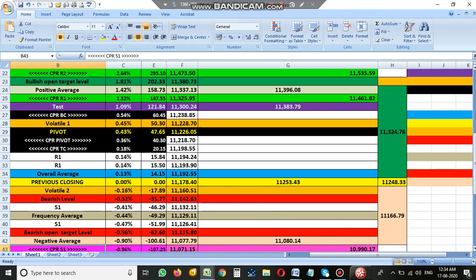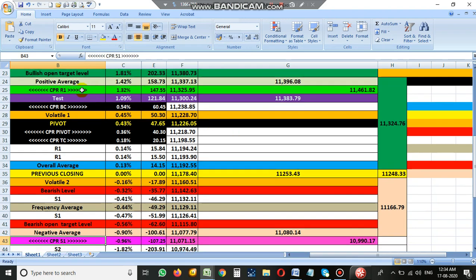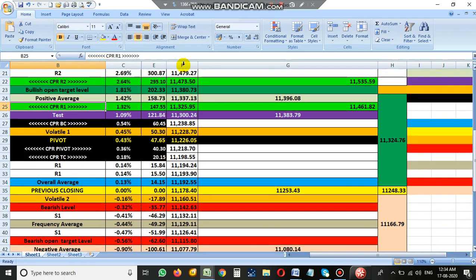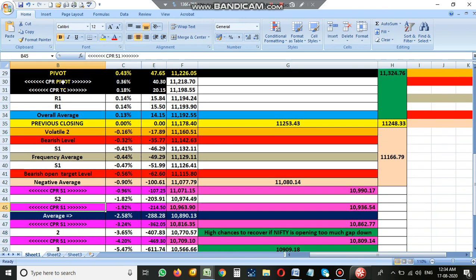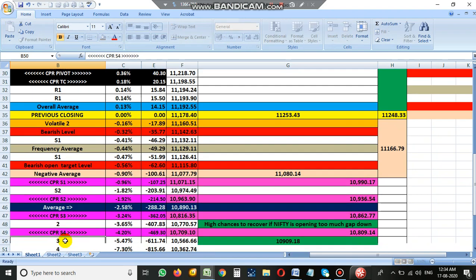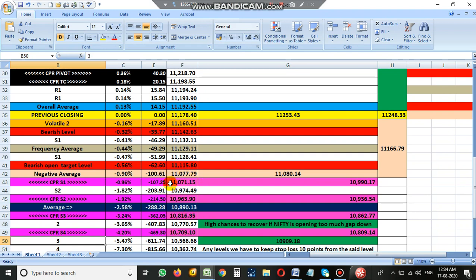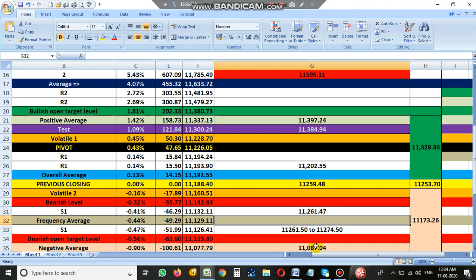But what they are trading with the CPR, anything that breaks the CPR R1 has a good chance to go for the target of CPR 2. Likewise, if anything breaks the CPR support level 1, then it has a good chance to go to support level 2. This is support level 3, and this is support level 4. So up to 11,071. So that is the range we are having, 11,087.